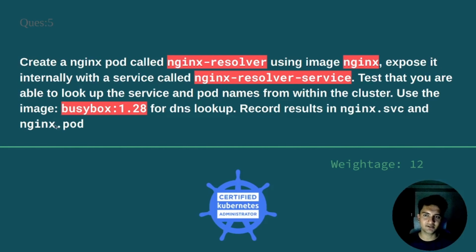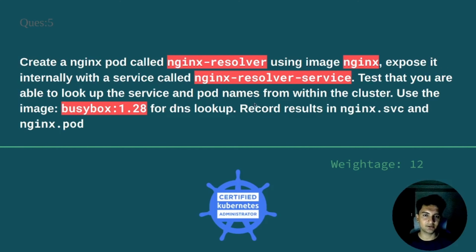So this is a very confusing question, but let me try to explain this. First they're asking you to create a pod with this name using the image nginx. Once the pod is created, they want you to expose it using a service called nginx-resolver-service. And they're asking you to expose it internally, which means it is a ClusterIP service. And then once it is exposed, you need to test it. So test that you are able to look up the service and the pod names from within the cluster. And you can do that by creating a pod with the image busybox and running the DNS lookup command.